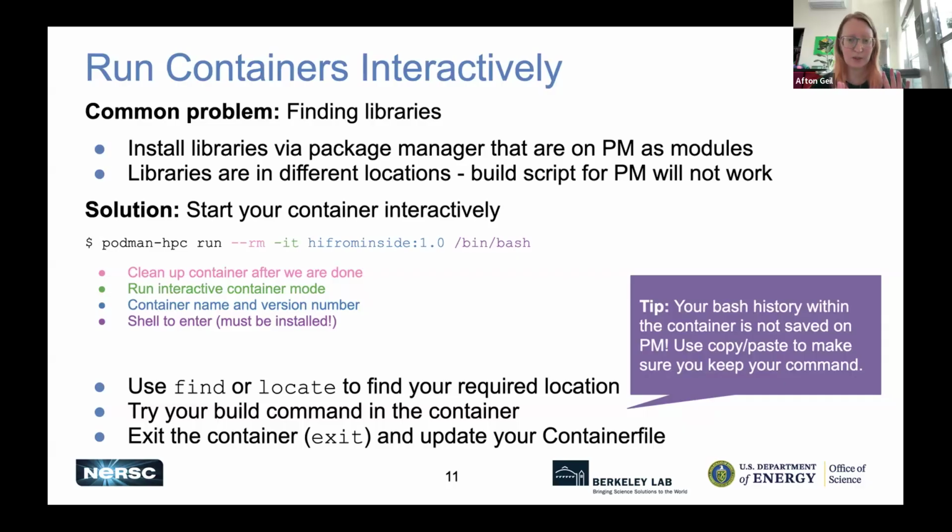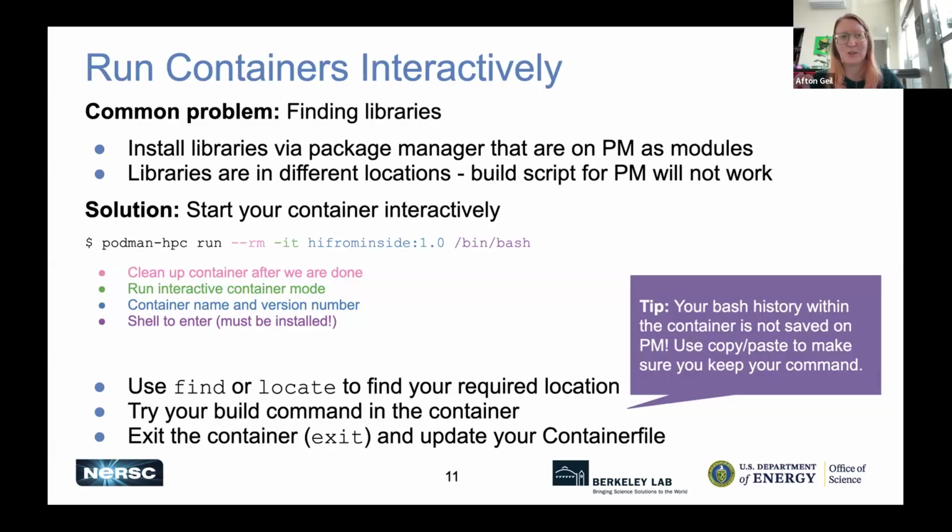So if you have some special shell that you like to use, that isn't going to exist in whatever container you've built so far, you're going to need to add that. Once you're inside the container running interactively, you can use find or locate to find where the library you're looking for is. Then you can try the rest of the build commands, the thing that failed, from inside the container until you find the right command. Then you can exit the container, update your container file, and try to build again, and hopefully it will work.